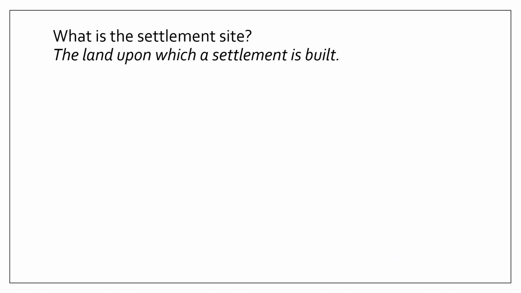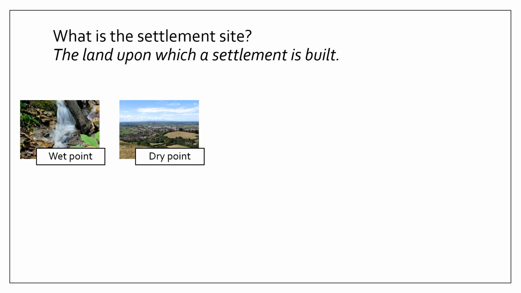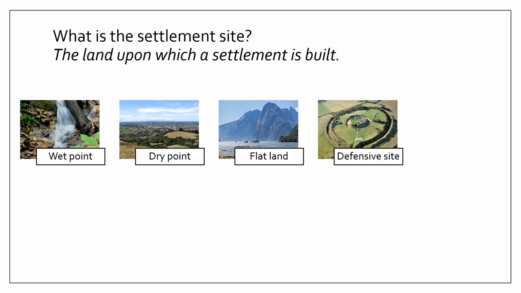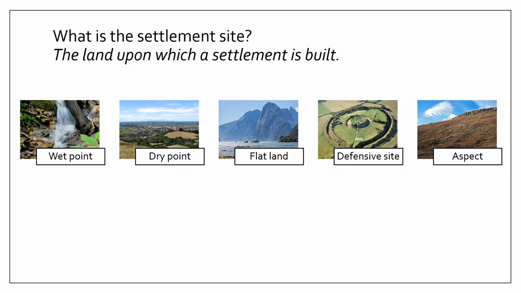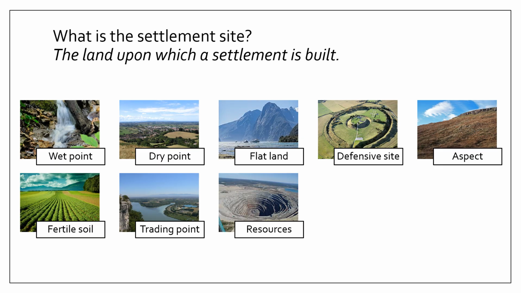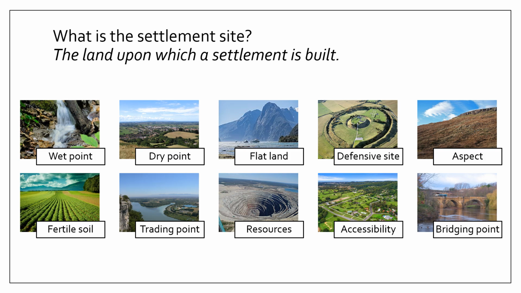So, what do you mean by site? Pretty much the site is the land upon which a settlement is built. There could be lots of different reasons for this, such as a wet point, where there's a presence of water, or a dry point, where it's high up and won't flood. Particularly flat land makes it easy to build on, or it's a defensive site, or maybe it's protected by a hill. There might be fertile soil, might be trading aspects, resources, accessibility, easier to get access to other places, or a bridging point across a river. It doesn't have to be all of these, but certainly some of them. And again, you will need to be able to look for evidence of these on your map.